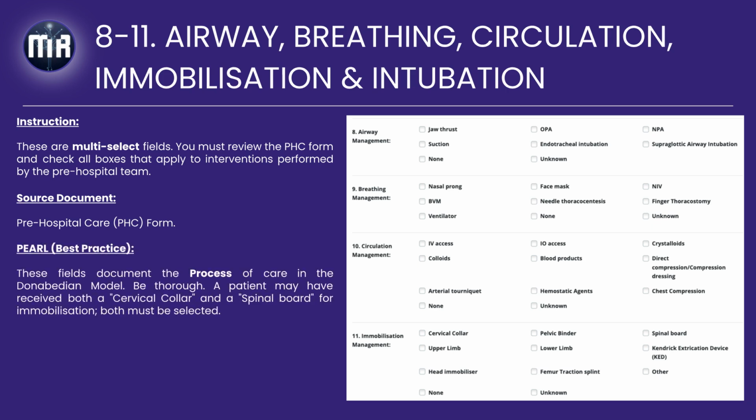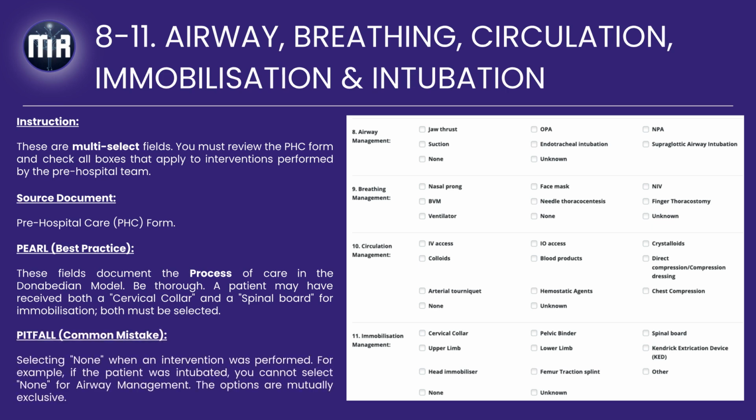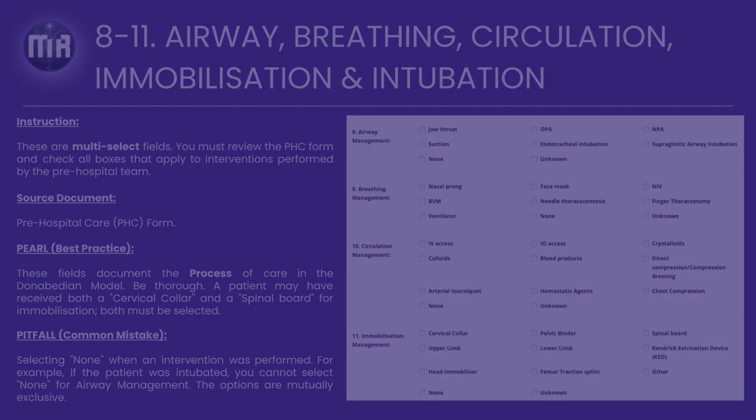The pearl here is to understand that these fields document the process of care within the Donabedian model. Therefore, you must be thorough. For example, a patient may have received both a cervical collar and a spinal board for immobilization. Both must be selected. The pitfall to avoid is selecting none when an intervention was clearly performed. For instance, if the patient was intubated, you cannot also select none for airway management. These options are mutually exclusive.